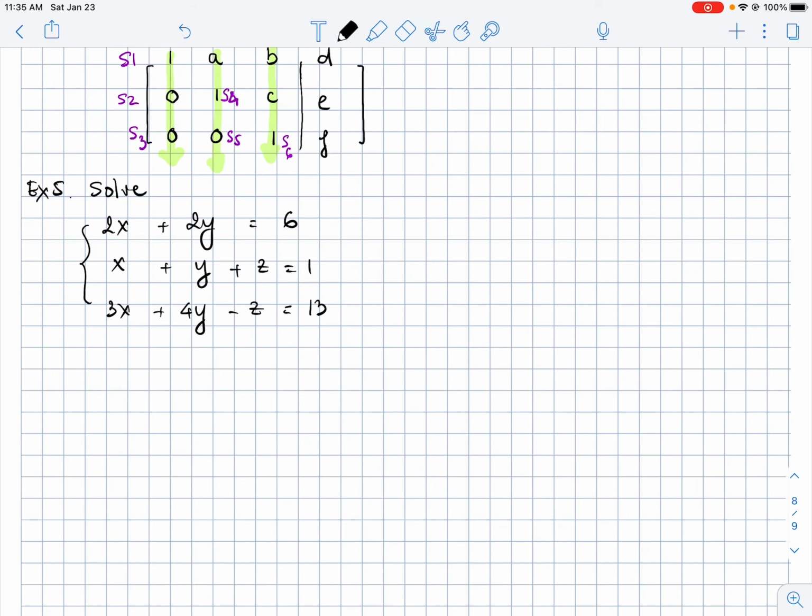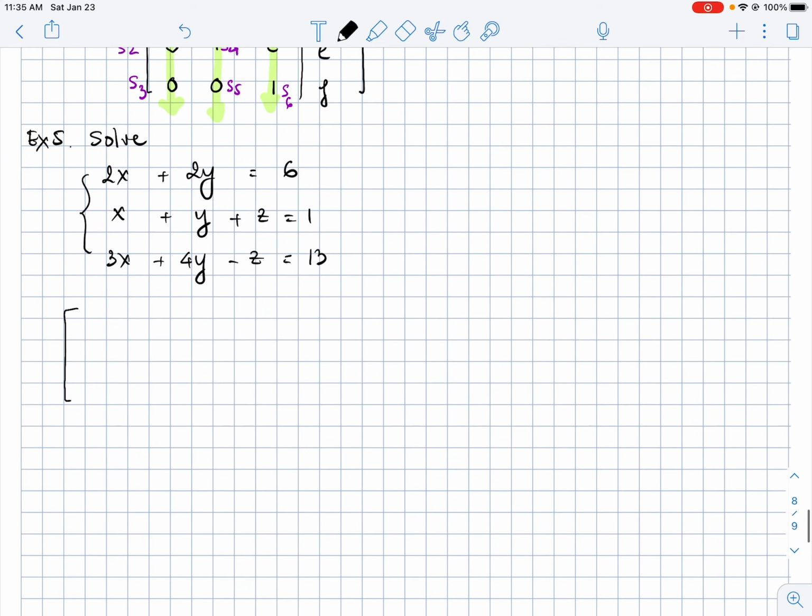Okay, so we're going to write problem number 5 in matrix form. That is 0, 2, 2, 0, 6, and then 1, 1, 1, 1, 3, 4, negative 1, 13.